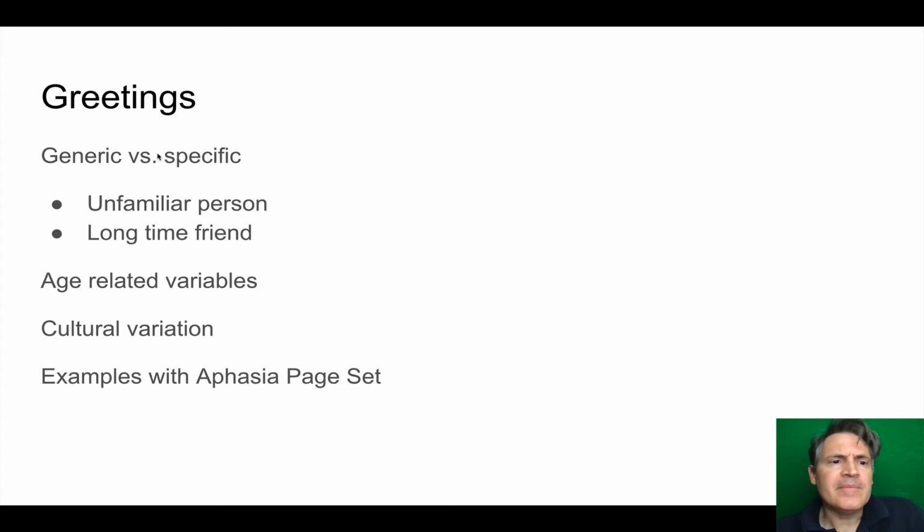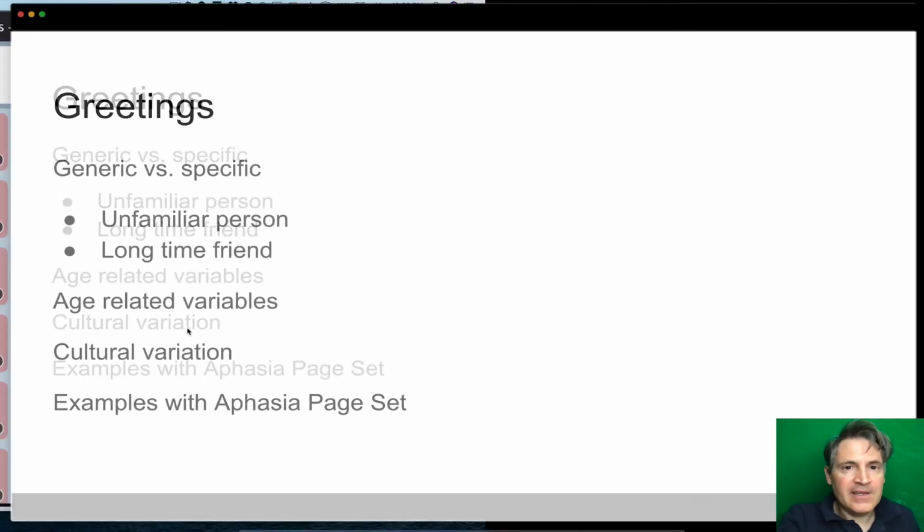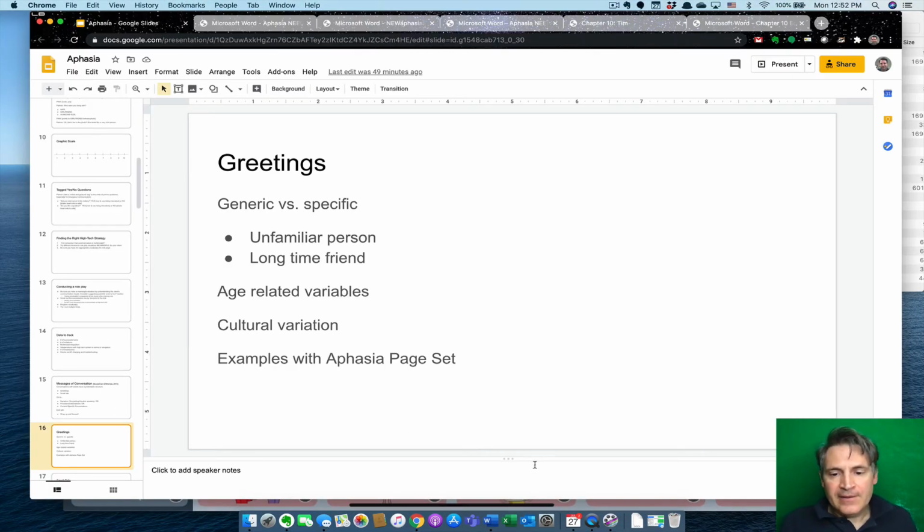Your greetings can be very generic or very specific, right? How you say hello to an unfamiliar person versus how you say hello to a longtime friend, those may be different. There are differences in how older people versus younger people might say hello or greet each other. And then there's going to be variation with different cultures. So once again, we can go over to the Aphasia Page Set, take a look.